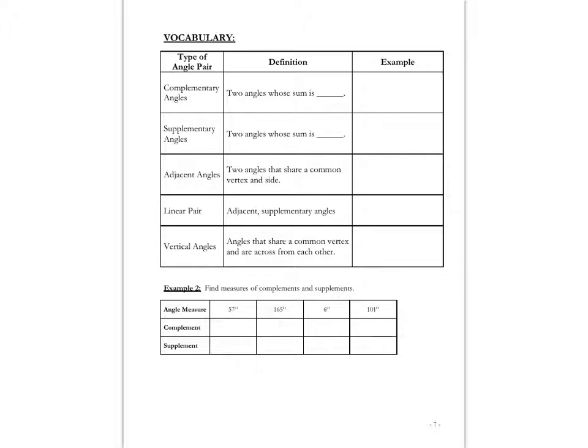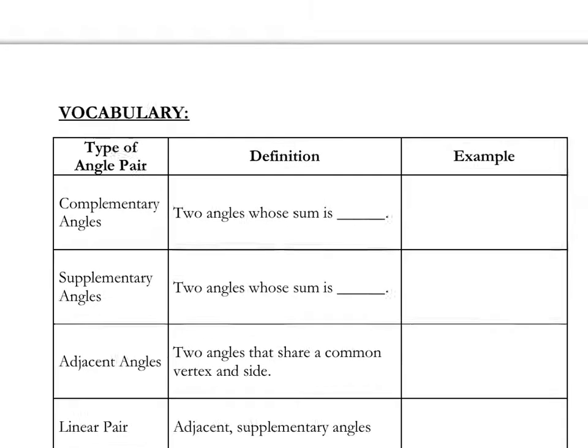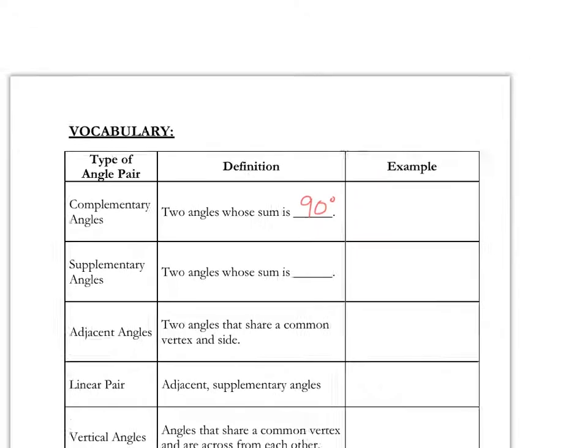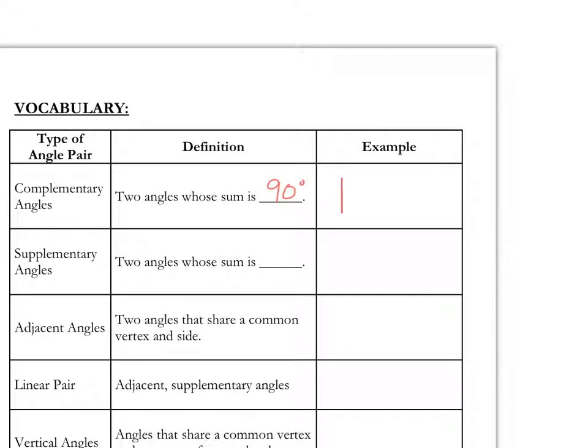Alright, some more vocab. Complementary angles, supplementary angles. We are going to be using that a ton. Complementary angles are two angles whose sum is 90 degrees. They add up to 90 degrees. So you could have them together.